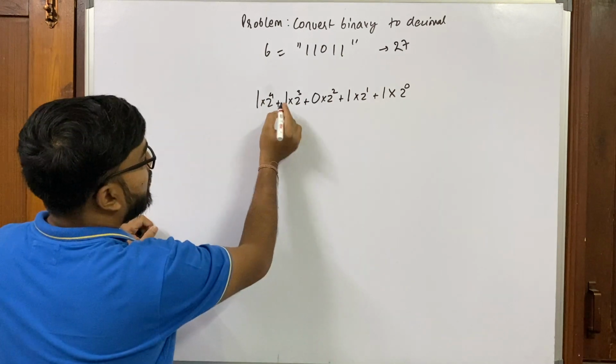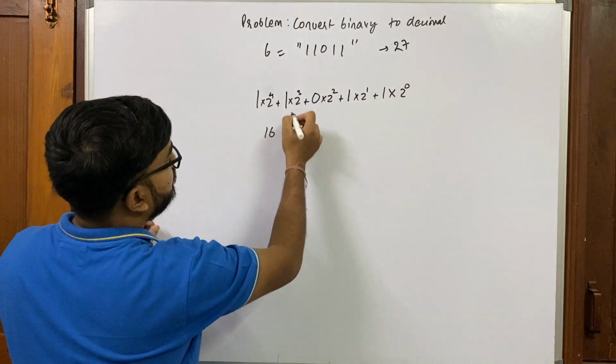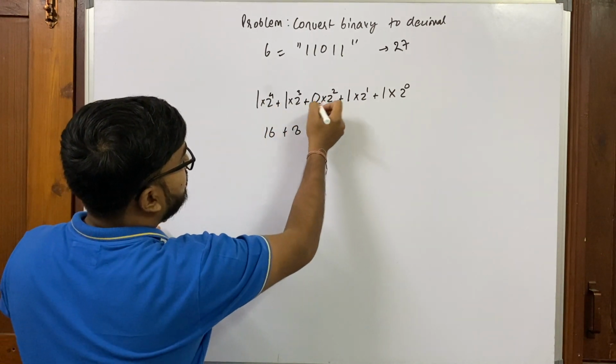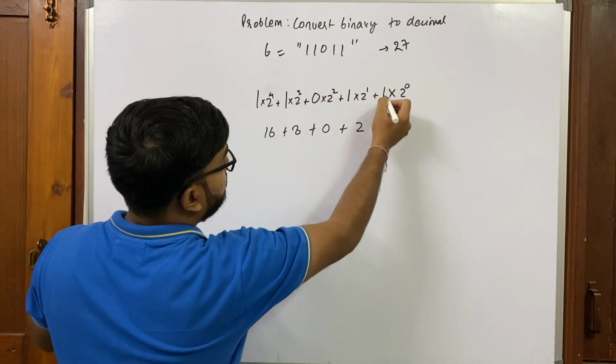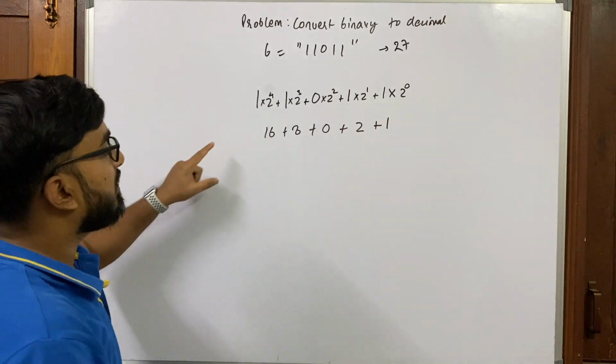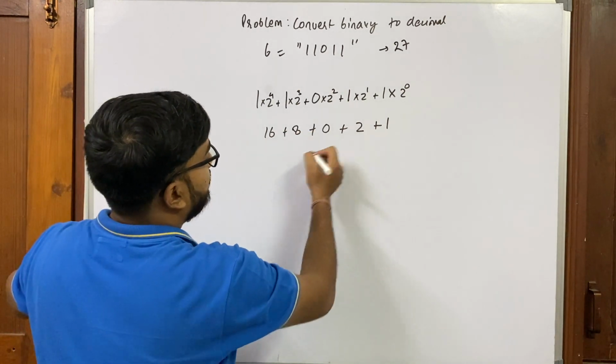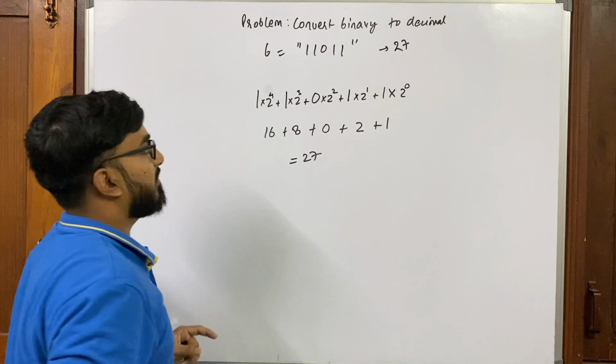So 1 into 2 to the power 4 gives you 16, plus 1 into 2 to the power 3 gives you 8, plus 0 into 2 to the power 2 gives you 0, plus 1 into 2 to the power 1 gives you 2, plus 1. So this comes out to be 24 plus 3, which is 27.